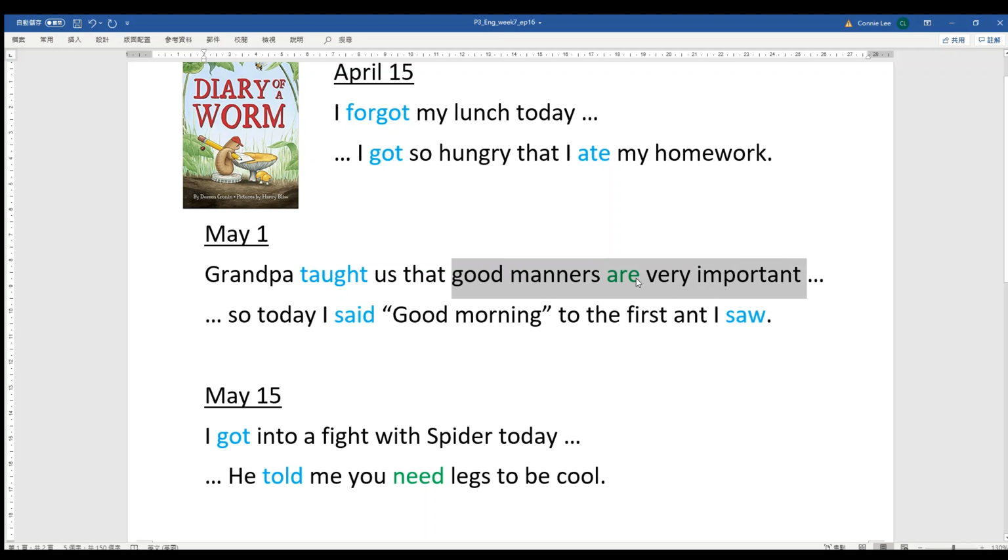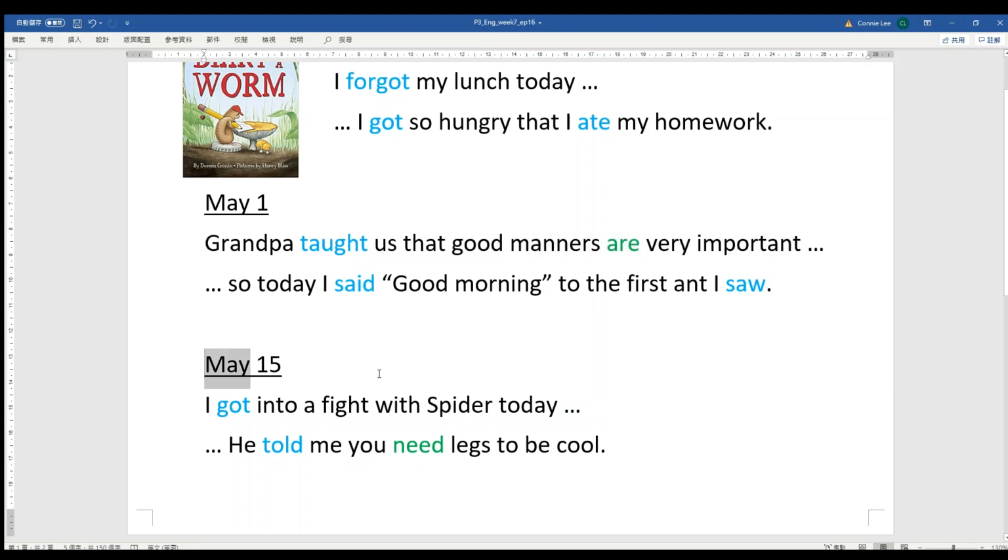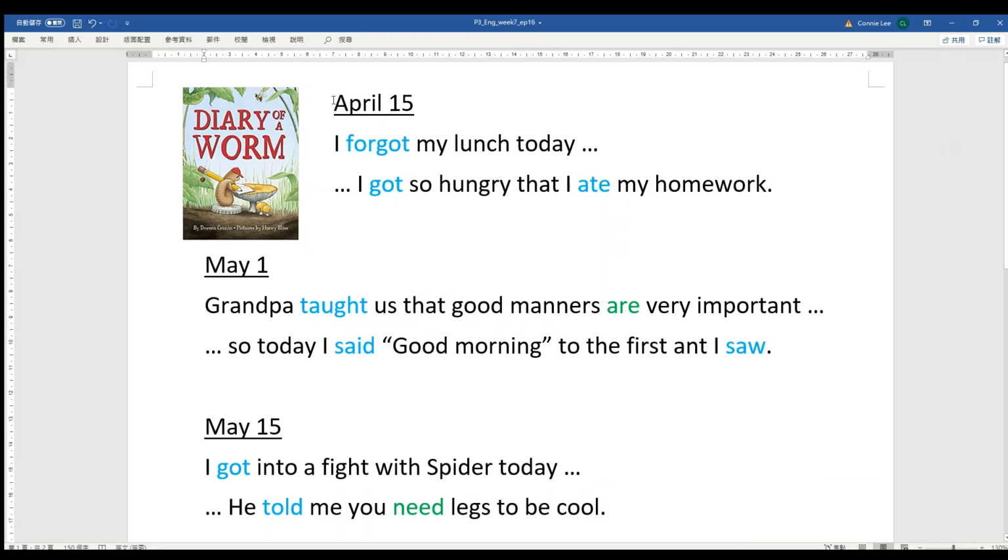Okay, and for the last entry, we can also see the past tense. I got into a fight. He told me. And then here we don't use the past tense, you need, because Spider means you always need legs to be cool, as a tease. Okay, and for diary entries, we need to write the date. For example, the 15th of April, the 1st of May, and the 15th of May.